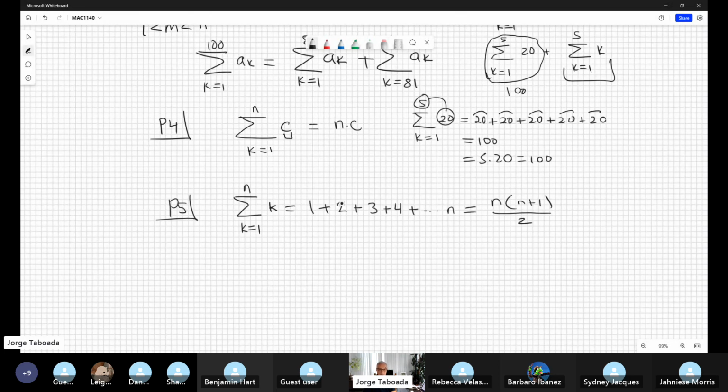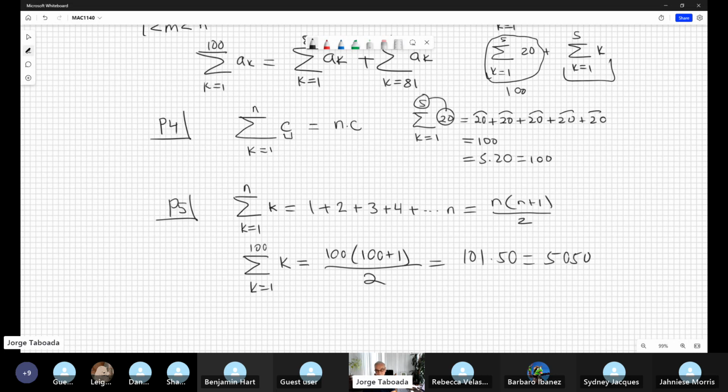However, let's suppose, again, the Laplace example was the sigma from k=1 to 100. And you detect, I can use that formula. Who is n? 100. So 100 multiplied by (100 plus 1), as in the formula, I replace n with 100, divided by 2. Then 100 plus 1 is 101. And 100 divided by 2 is 50. And the multiplication is this. Okay. And nobody does it by hand, one by one. Clear?